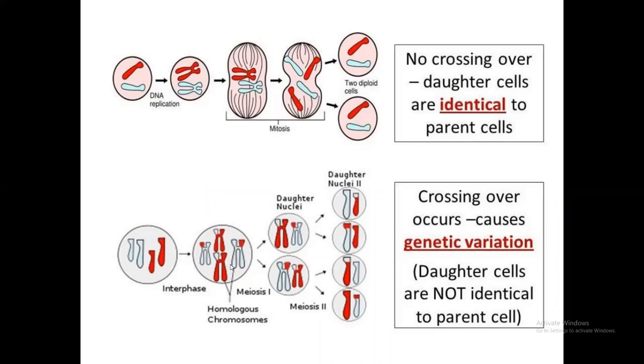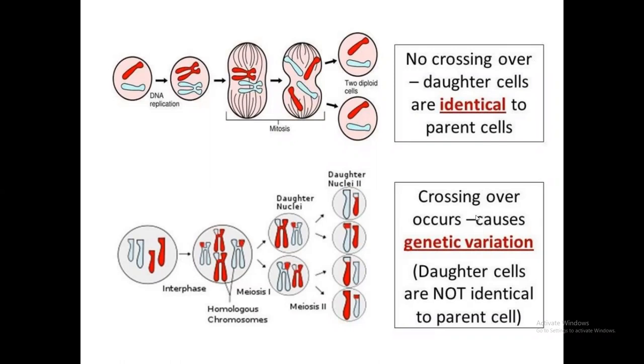In which stage? Just now we have seen. In meiosis 1, in which stage is crossing over occurring? Prophase 1. Very nice. So these crossing overs are causing genetic variation. If you take your own example, are you similar to your father completely? Looks? No. Are you completely similar to your mother? No. There is some little variation. That variation is due to this crossing over.